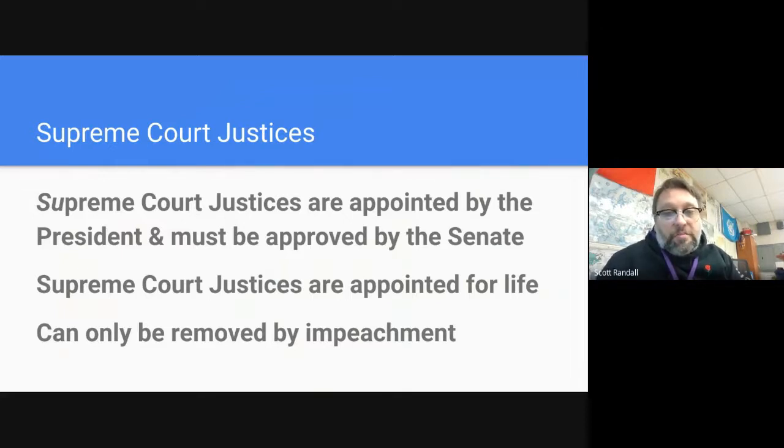All right. Supreme Court justices are appointed for life. Many of them either pass away, obviously, or retire. You can only be removed, other than death, obviously, by impeachment.